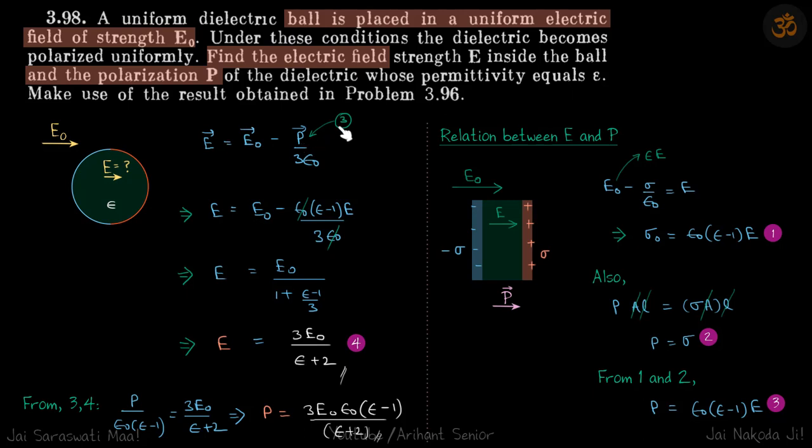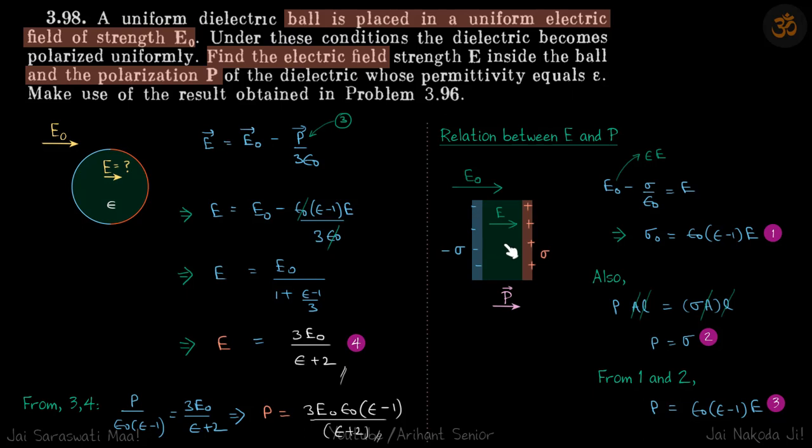Now we are not given P, so we need to take care of that. So we have a relation between E and P. If you have a dielectric which has a uniform electric field E inside, then we can relate E and P. So let's see how.